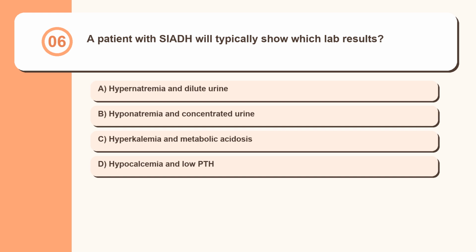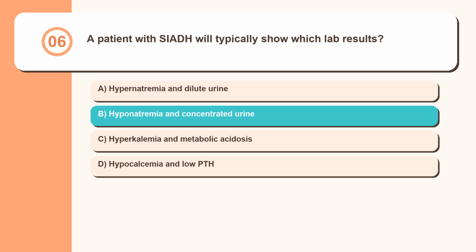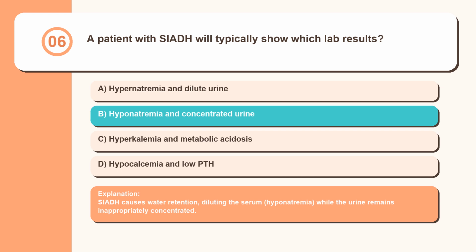Question 6. A patient with SIADH will typically show which lab results? Hypernatremia and dilute urine, hyponatremia and concentrated urine, hyperkalemia and metabolic acidosis, hypocalcemia and low PTH. SIADH causes water retention, diluting the serum, hyponatremia, while the urine remains inappropriately concentrated.